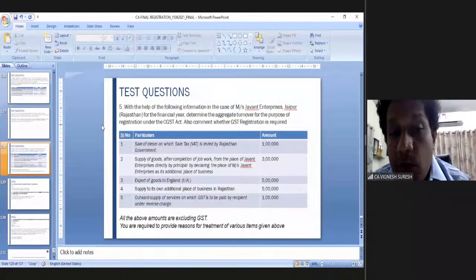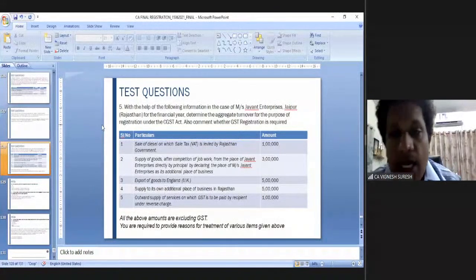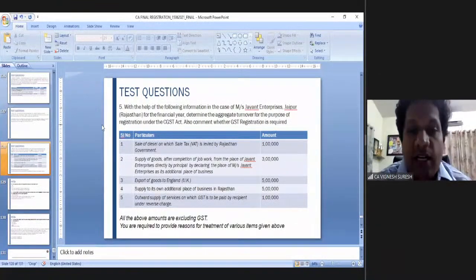Third one, export of goods to England, UK. Export also has to be considered in aggregate turnover. So 5 lakhs has to be taken. So therefore, 1 lakh and 5 lakhs have to be taken, and the 3 lakhs is to be ignored. So that makes it 6 lakhs. Then, supply to its own additional place of business in Rajasthan, 5 lakhs.